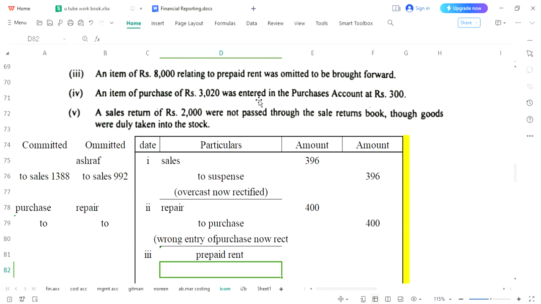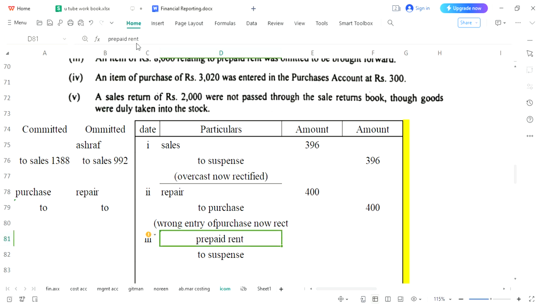Now look here. Was omitted to be brought forward. That means we have not written prepaid rent. When we have not written prepaid rent, it would be written on the debit side. Nothing is present for the credit side, so you will write suspense on the credit side. Once again, I'm telling you, you have paid this rent. Actually, rent was paid. It's a sort of expense, but this expense is called unexpired expense, which is considered to be an asset. Asset should be debited, so prepaid rent was required to be written on the debit side.